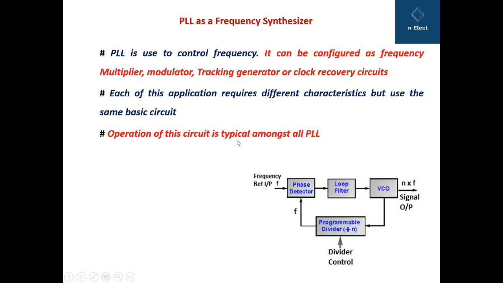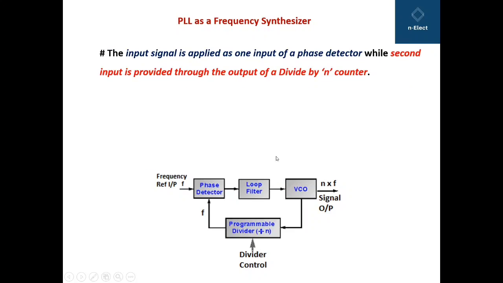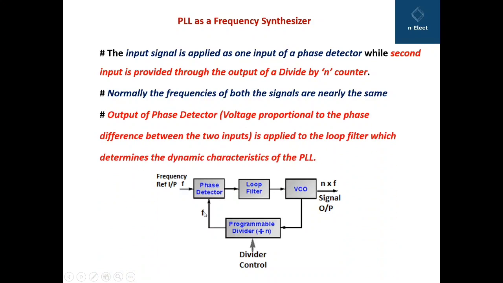Operation of this circuit is typical amongst all PLLs. It's basically a feedback control system controlling the phase of a voltage controlled oscillator. The input signal is applied as one of the inputs of the phase detector, while the second input is provided through the output of the divide by n counter. Normally the frequencies of both the signals are the same.